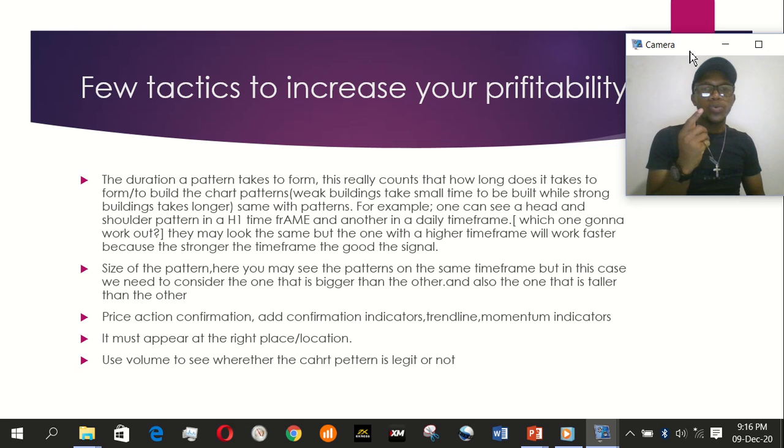You need to see whether the chart pattern is a false one or a legit one, because the market, I repeat, the market may cheat you, since this system was created to take money from people, not to give money to people. So for you to collect the money from the market, the only thing that you need to do is to be very conscious.